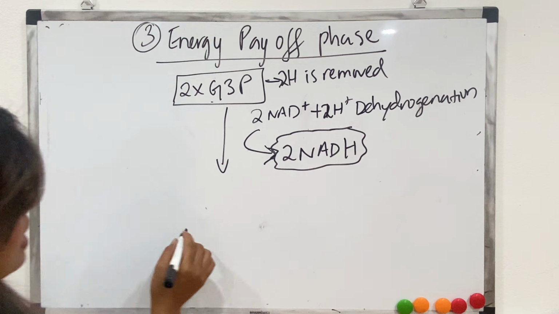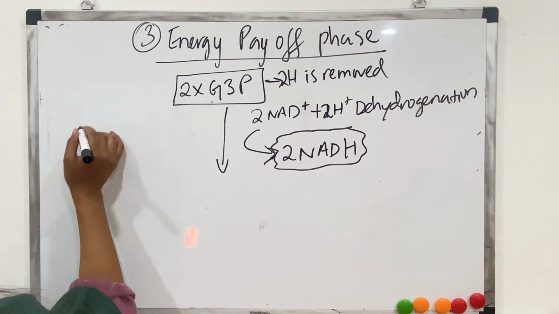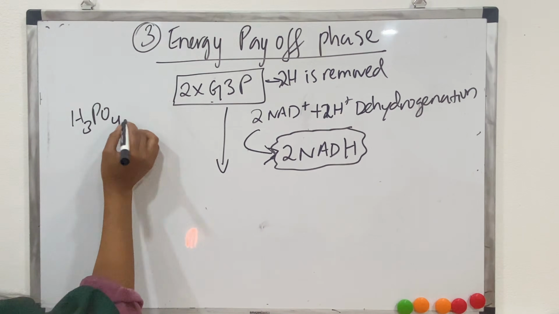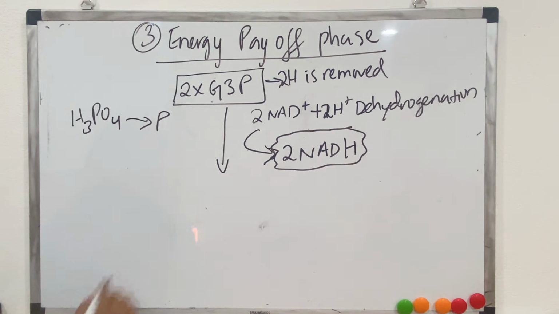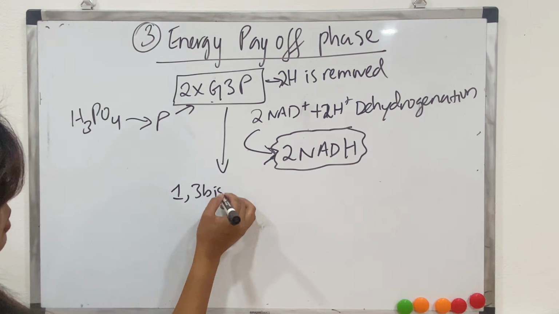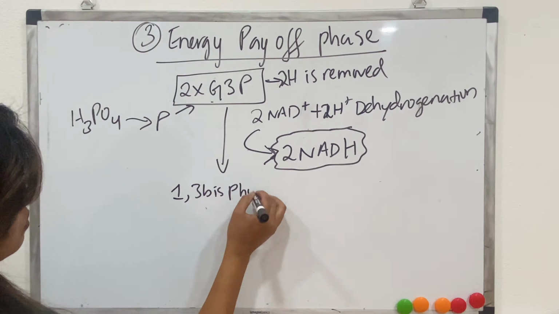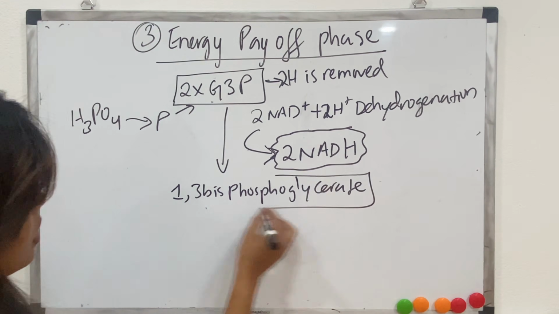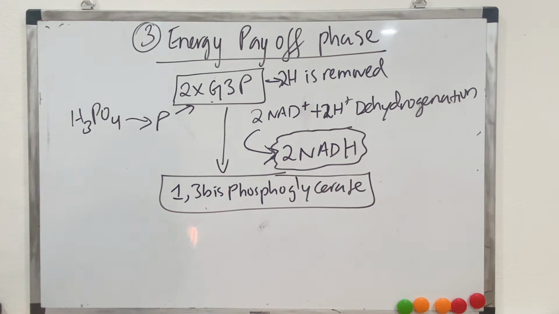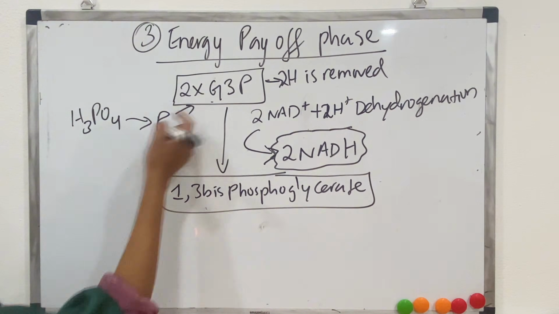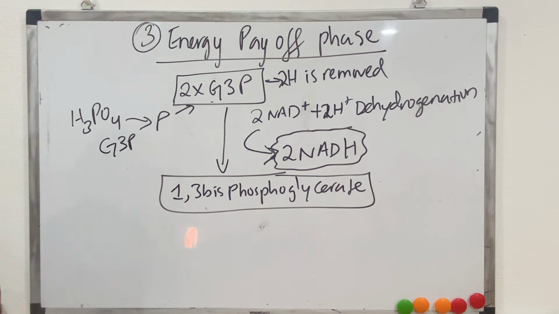Phosphorylation will also take place in this step, which means G3P will get phosphate, but in this case not from ATP, it will get it from H3PO4. So H3PO4 will donate phosphate, which gets added onto G3P. So now G3P gets transformed into 1,3-bisphosphoglycerate or glyceric acid. Remember, G3P and 1,3-bisphosphoglycerate, they are not the same molecule. 1,3-bis-PGA is an acid, and G3P is an aldehyde.